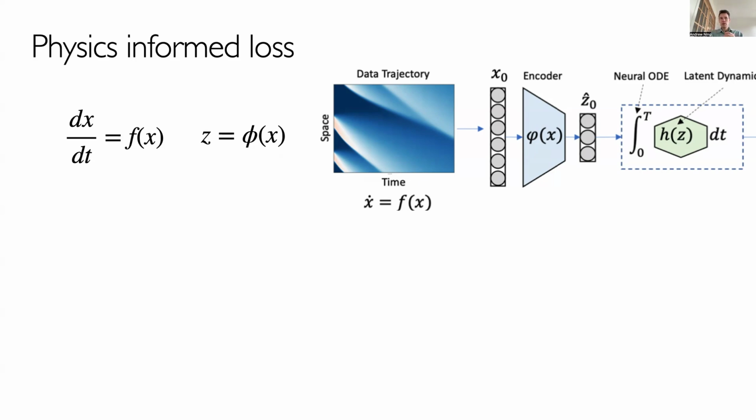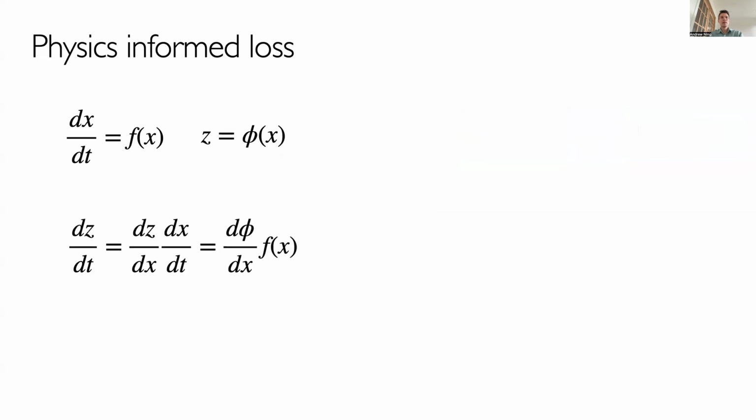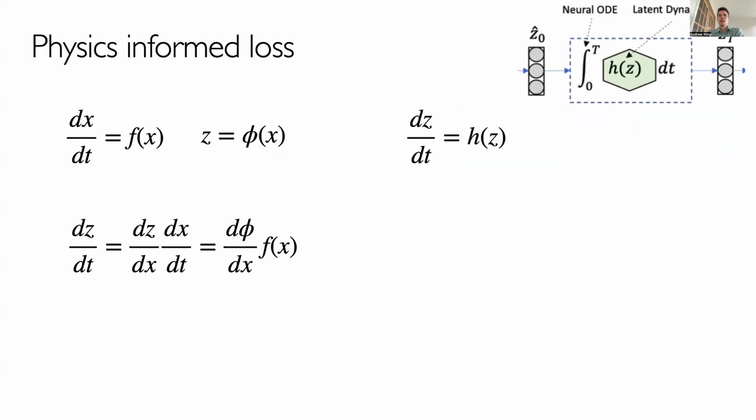And z, remember, is a function of the encoding of x. So phi is the encoder. I'm not writing anything new here, just writing these equations out again because we're going to use them. If I take derivatives, dz/dt, by the chain rule, is dz/dx times dx/dt. And dz/dx is just the derivative of my encoder with respect to x, so d phi/dx. And dx/dt, by definition, is just f. That's my dynamics in the high dimensional space. Okay, so that's fine. Let's leave that there for the second.